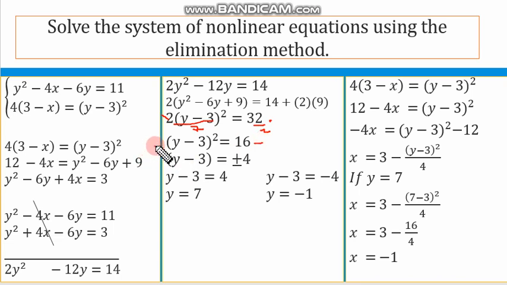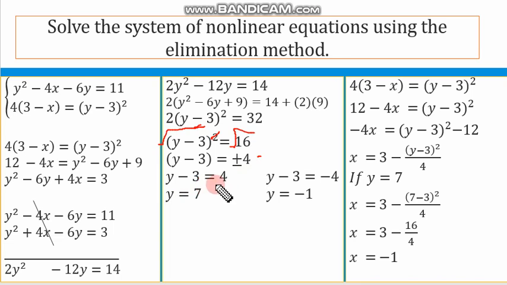Then, we will take the square root of both sides to remove the square part. So, the square root of y minus 3 squared cancels, leaving y minus 3. And then, the square root of 16 is positive or negative 4. Remember that in completing the square, on the right side, we use positive and negative 4, because we are expecting that there are two values of y or x that we will get. Since negative 4 times negative 4 is 16 and positive 4 times positive 4 is 16.